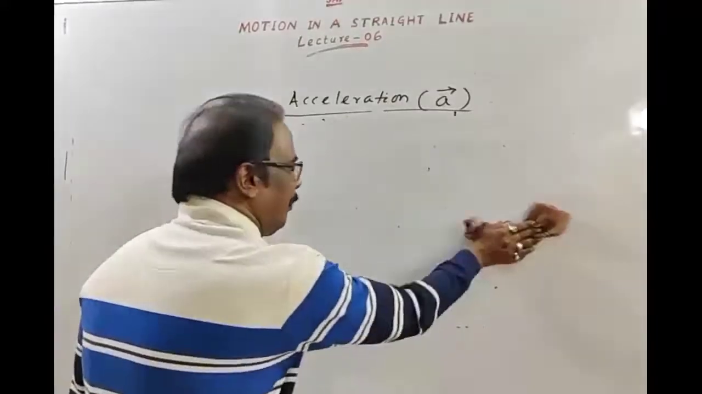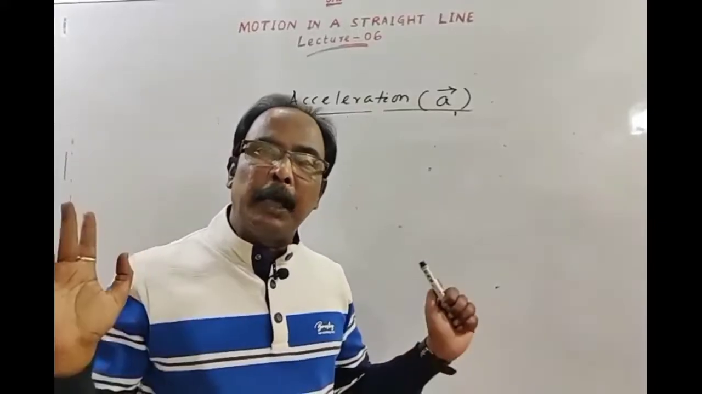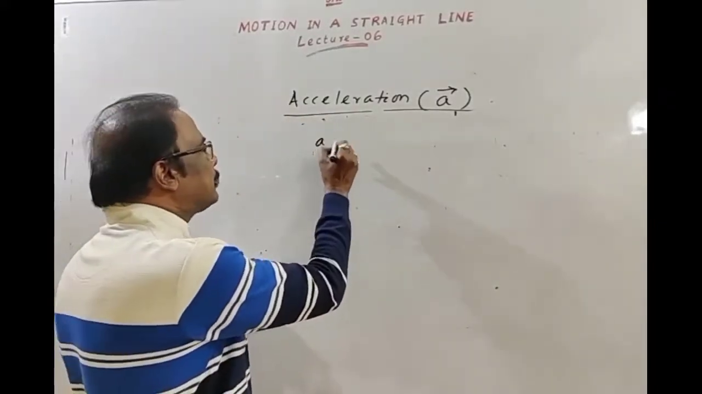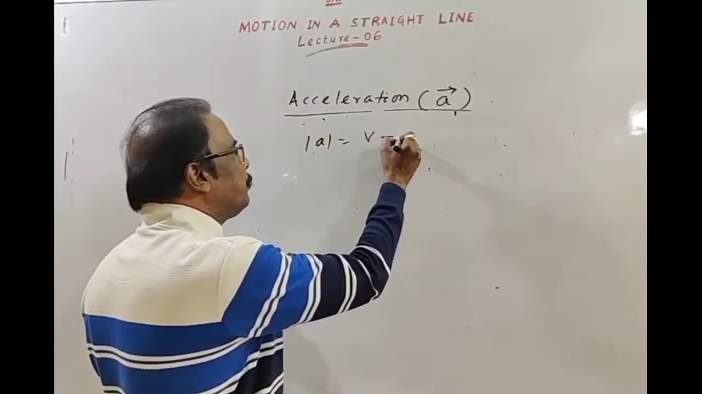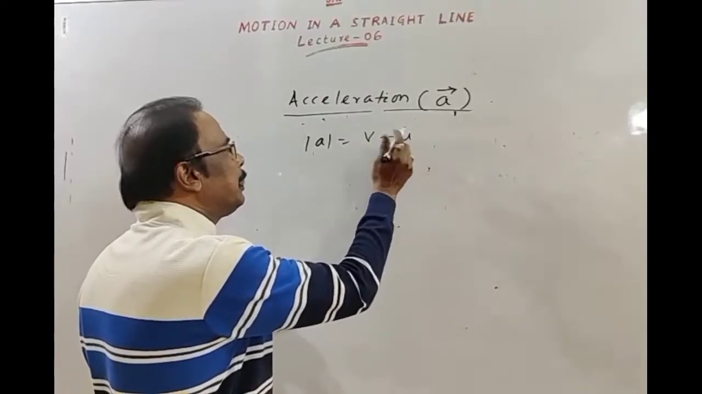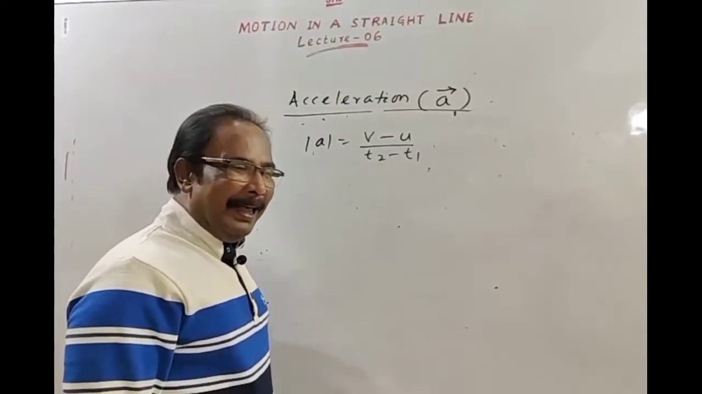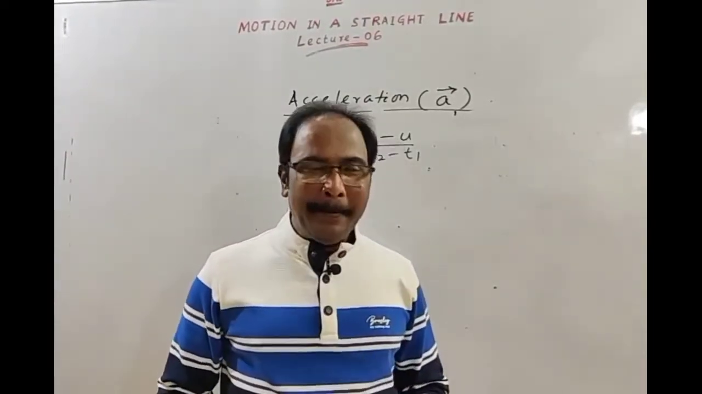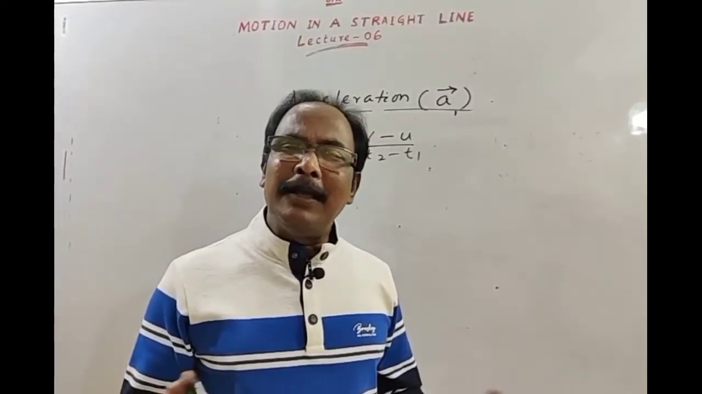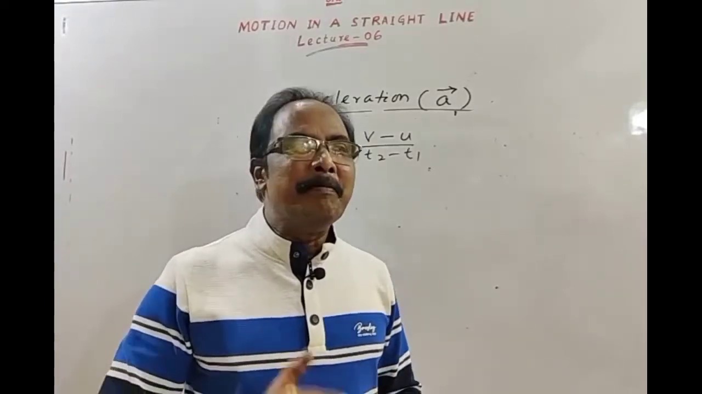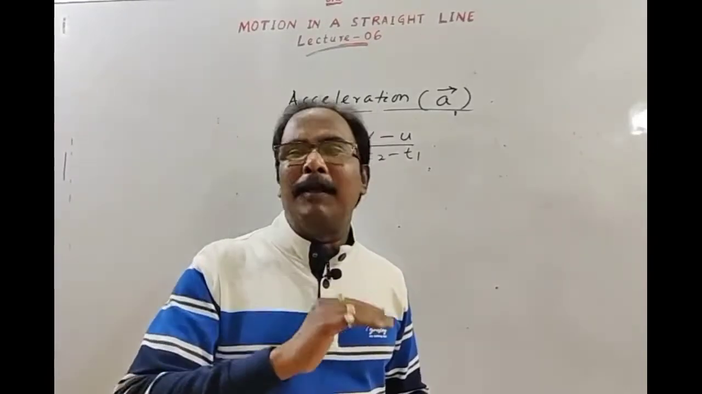First thing, my dear students, the direction of acceleration is along the direction of force. Suppose a body is moving along a straight line, then the magnitude of acceleration is the change in velocity, final velocity minus initial velocity, divided by the change in time, t2 minus t1. See students, when a body moves, it doesn't mean its acceleration always remains the same. Velocity may increase or velocity may decrease.